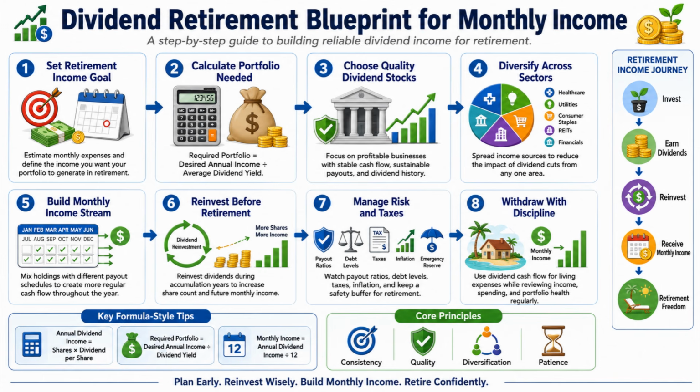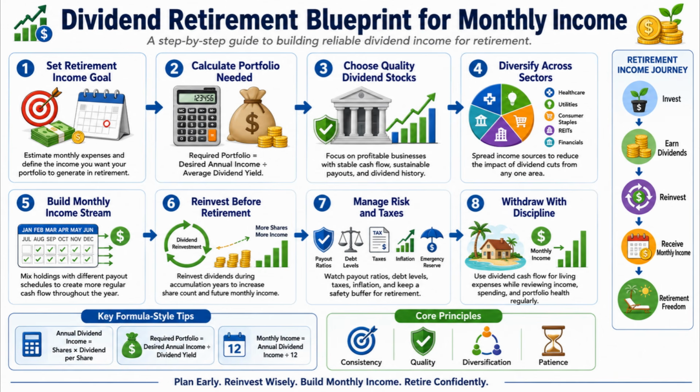Next, calculate the approximate portfolio size needed to generate that income. A simple formula is to divide the desired annual dividend income by the expected dividend yield. For example, if your annual income goal is $48,000 and the portfolio produces an average dividend yield of 4%, the estimated required portfolio would be around $1.2 million. However, dividend yields may change over time, so using conservative assumptions can provide a stronger safety margin.